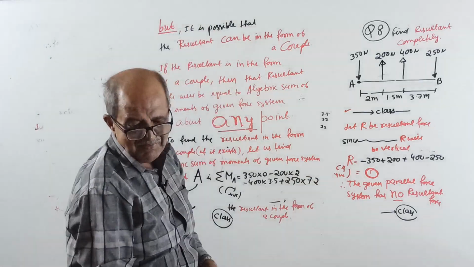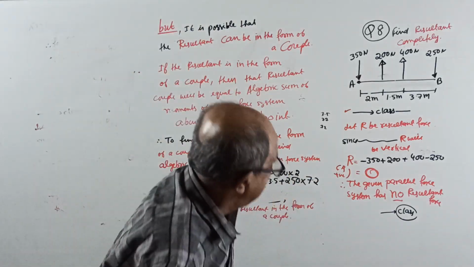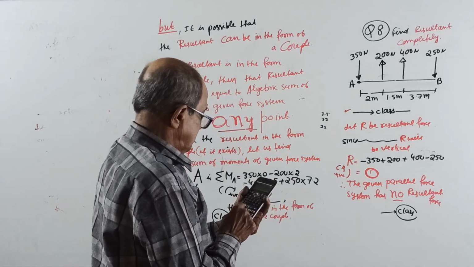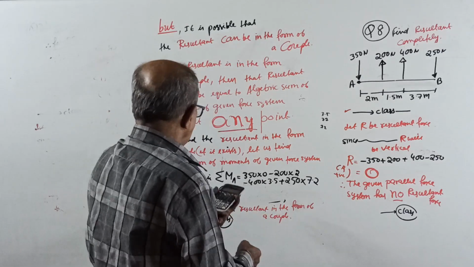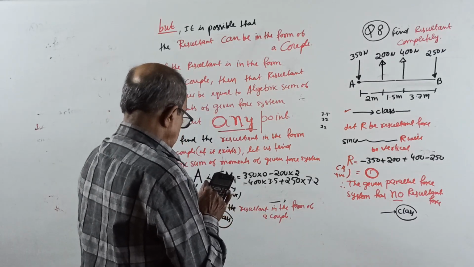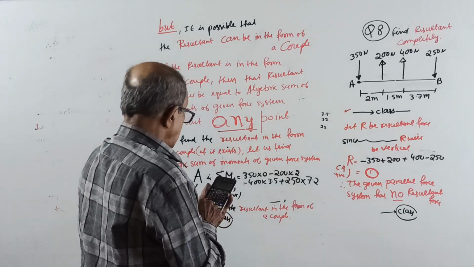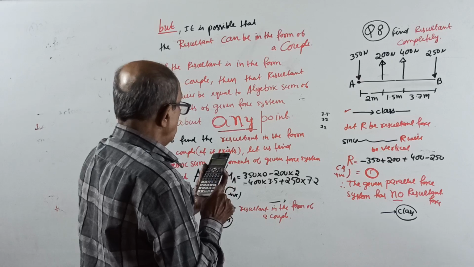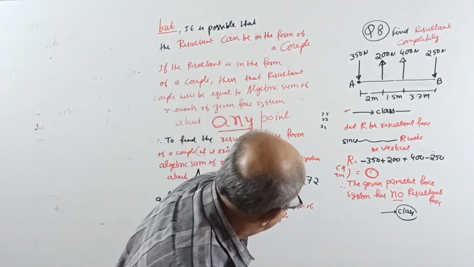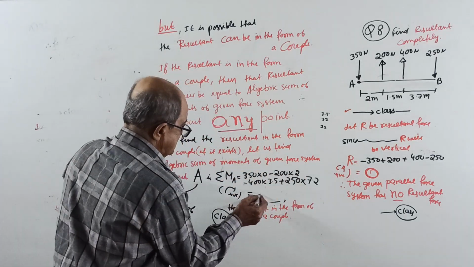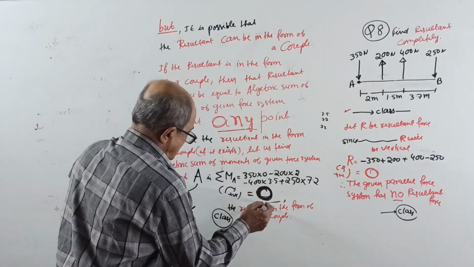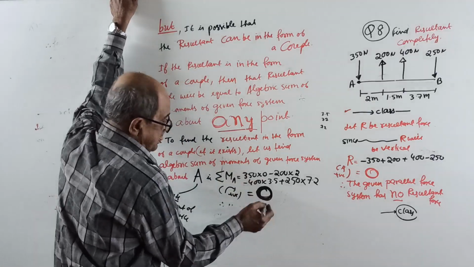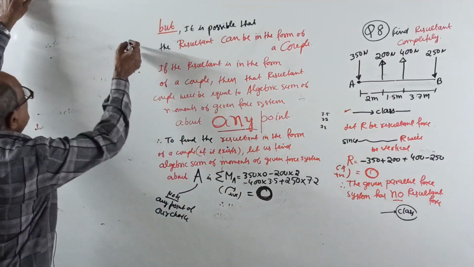This is primary school mathematics, correct? 2 plus 1.5 plus 3.7 is 7.2. Calculate now: 350 into 0, minus 200 into 2, minus 400 into 3.5, plus 250 into 7.2, equal to, oh, nothing is there. Answer 0. Right here.